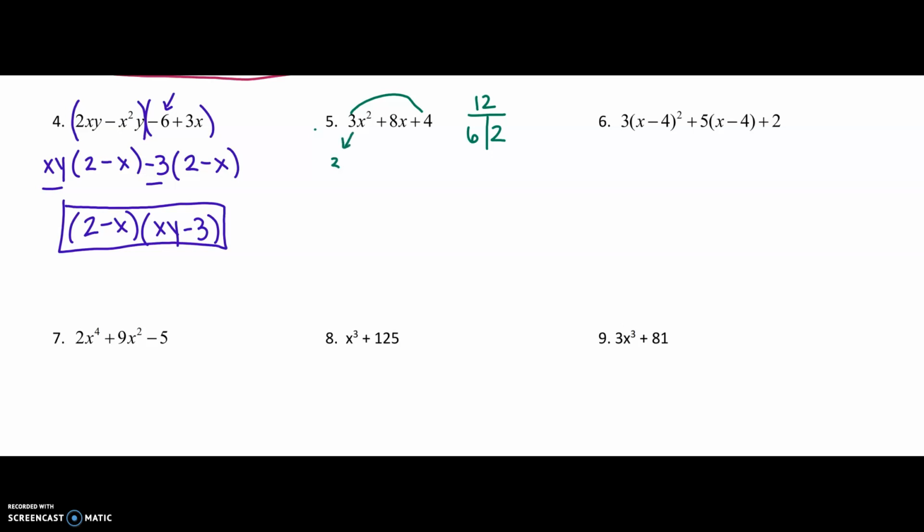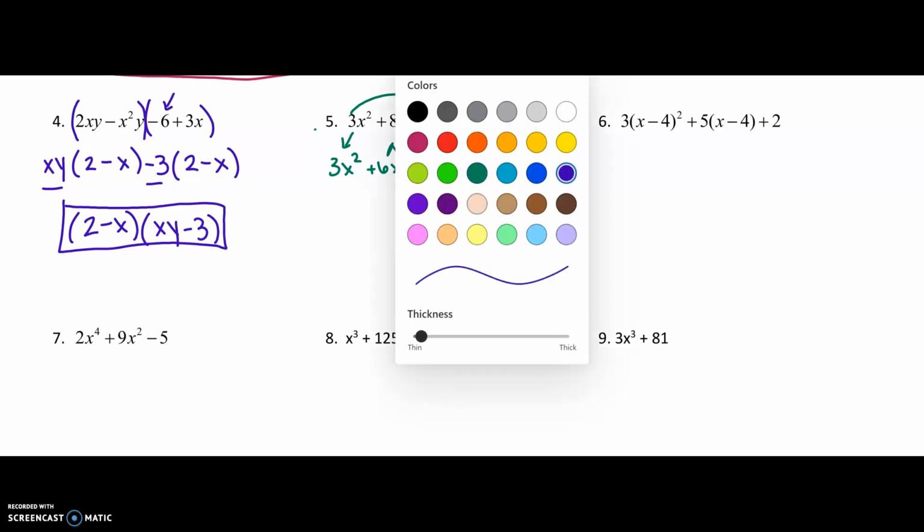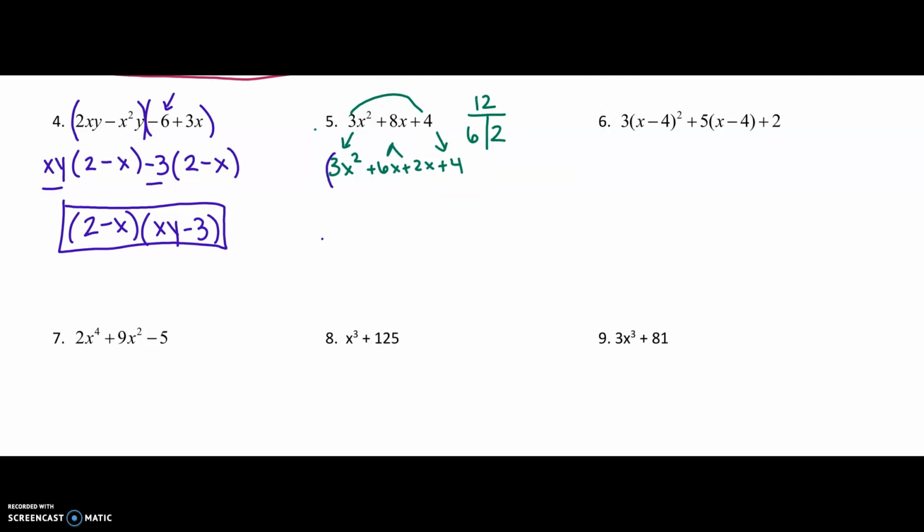So I bring down the first term, 3x squared. I split the middle term into two terms, 6x plus 2x. And then I bring down the last term, which is 4. Now I have turned it into a grouping problem, so I will group the first two and group the last two. The GCF of the first two is 3x. When I factor that out, I end up with x plus 2. The GCF of the second term is 2. When I factor that out, I end up with x plus 2.